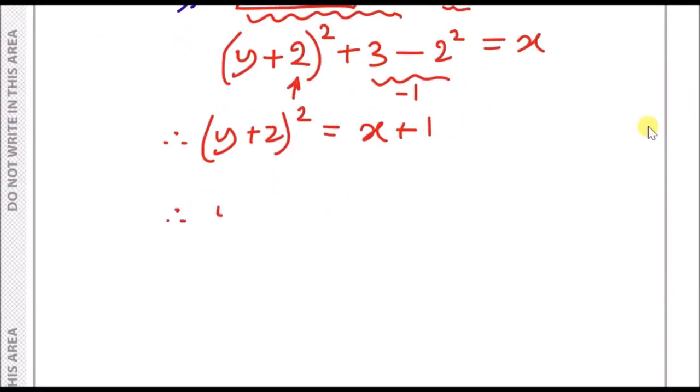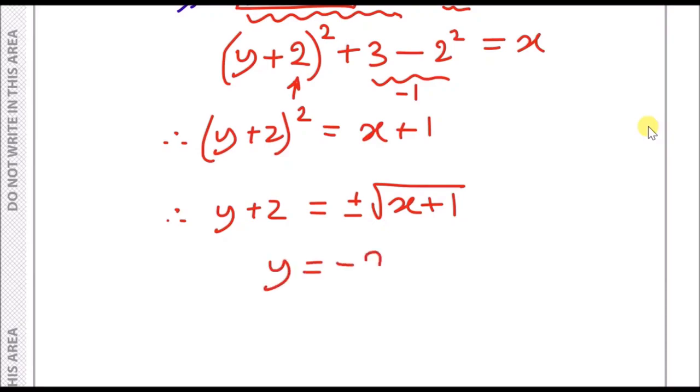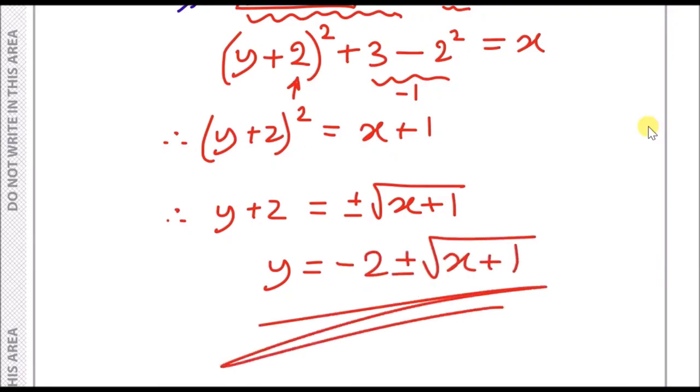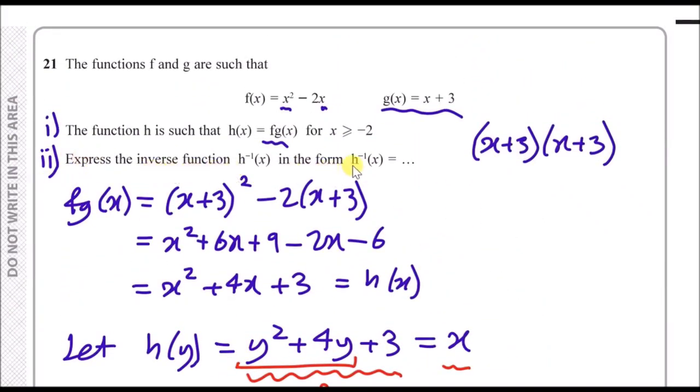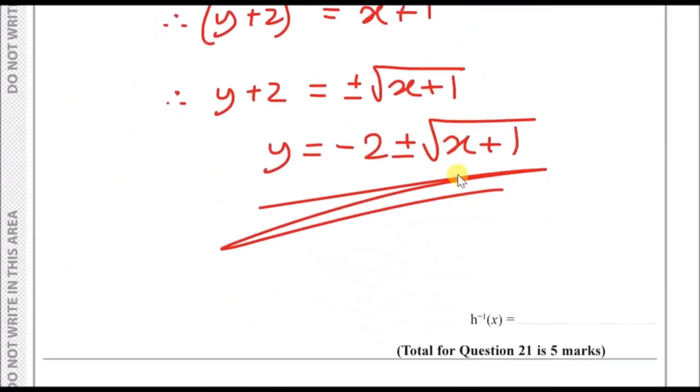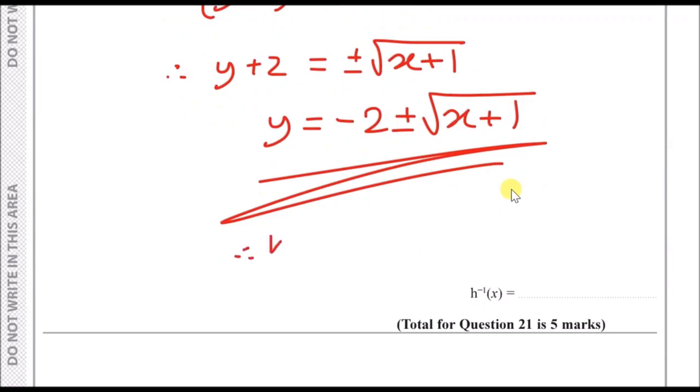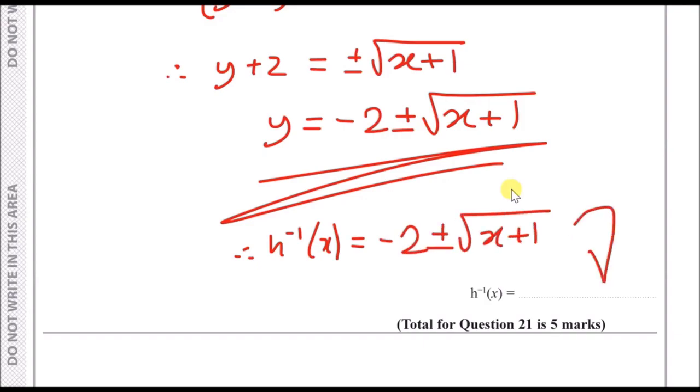So now all you want to do here is square root both sides. So you're going to have y plus 2 equals plus minus the square root of x plus 1. And finally, guys, just subtract 2. So you can have y equals minus 2 plus minus the square root of x plus 1. And that's it, guys. Because it says express this in that kind of form, now we just copy again and write, therefore h minus 1 of x must equal minus 2 plus minus all of that lot. And then put that over here.